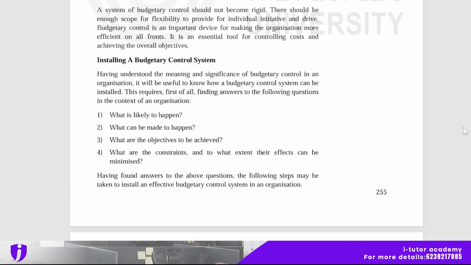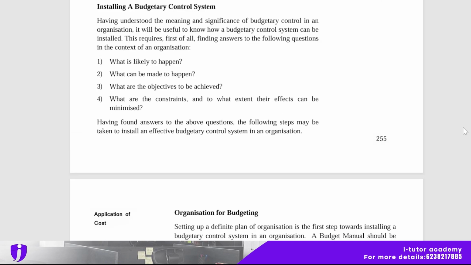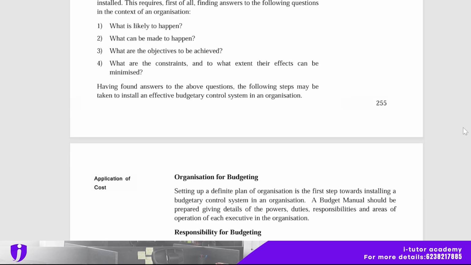And the next one is installing a budgetary control system. Having understood the meaning and significance of budgetary control in an organization, it will be useful to know how a budgetary control system can be installed. This requires, first of all, finding answers to the following questions in the context of an organization. What is likely to happen? What can be made to happen? And what are the objectives to be achieved? What are the constraints, and to what extent can their effect be minimized?